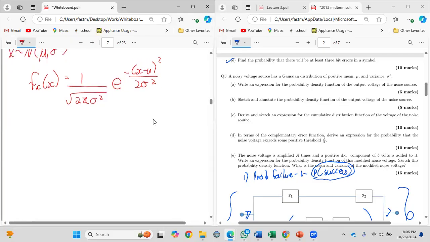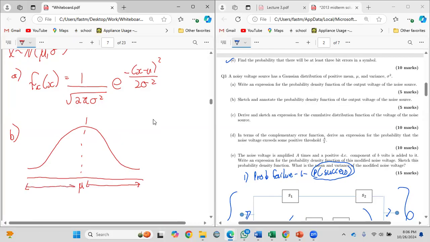Alright, then part B. This says sketch and annotate the PDF of the output voltage of the noise source. Okay, so we need to draw a bell-shaped curve. 1 mark, it's centered at your mean. Then your standard deviation, or say variance, is how it deviates from the mean. So you can just write an arrow, and this is your standard deviation. Okay, and that's that.